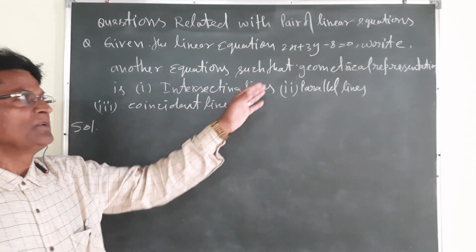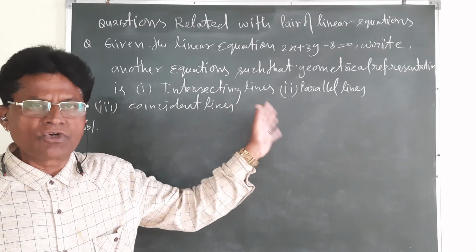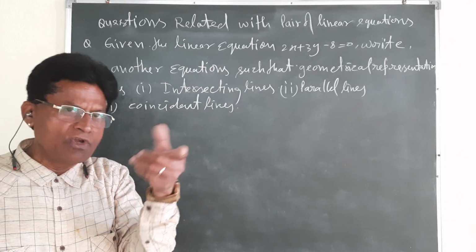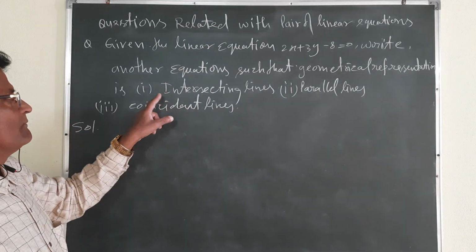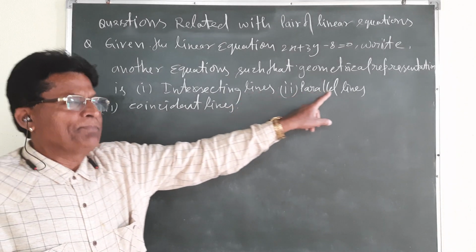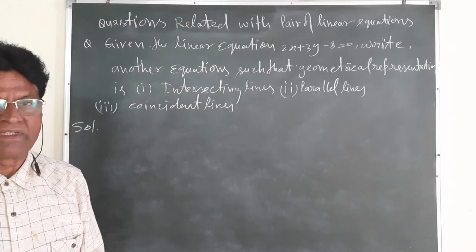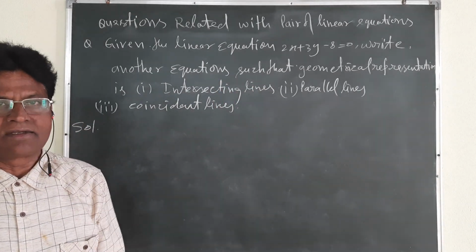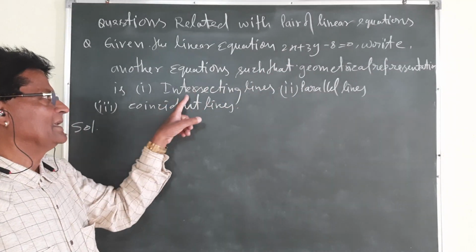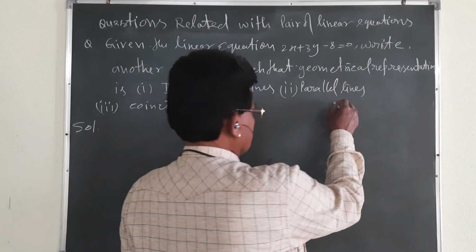You will have to write another equation yourself, so that this equation and the equation which you are going to give will form intersecting lines in the graph, whenever you draw the graph, as well as parallel lines, as well as coincident, dependent lines. Means 3 linear equations you must write, and you compare this equation with that equation, that must be for intersecting, parallel, as well as coincident. I told you the 3 things.